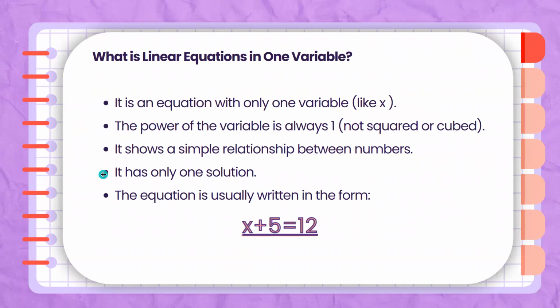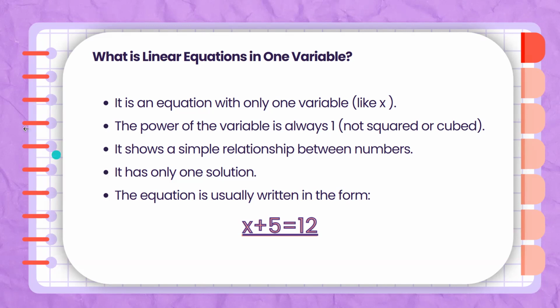The power of the variable is always 1. It is not x to the power of 2 or x to the power of 4. It is only x to the power of 1, which is nothing but itself. And then linear equations in one variable also show a simple relationship between the numbers. It also only has one solution. It's not that complex, it has only one solution that we can find out with logic.